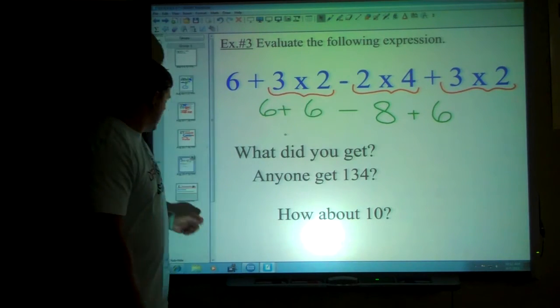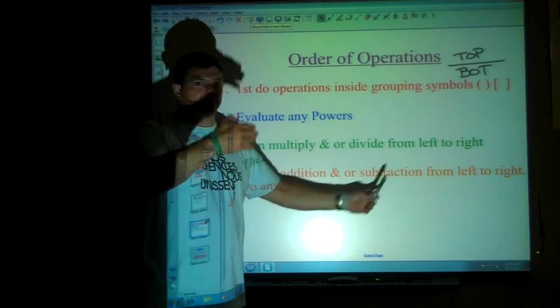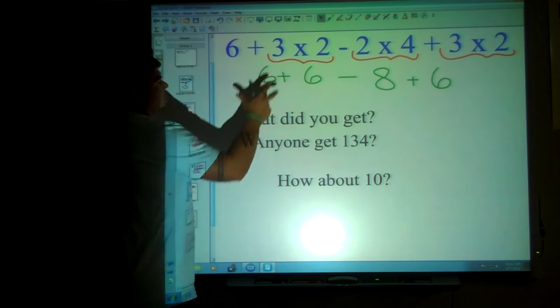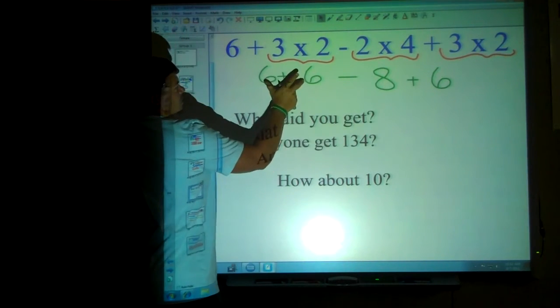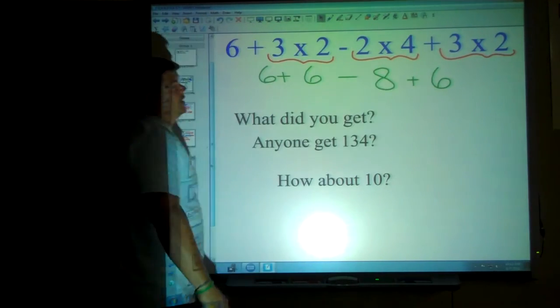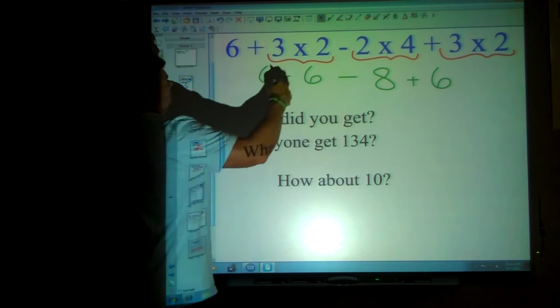There was no division. And the last step of order of operations, do any addition or subtraction from left to right. Commonly the mistake that's made on this one is people would do all the addition first. They'd go 6 plus 6 is 12, 8 plus 6 is 14, and then they would subtract those two and they'd end up with -2. We don't want that answer. We want to work from left to right.